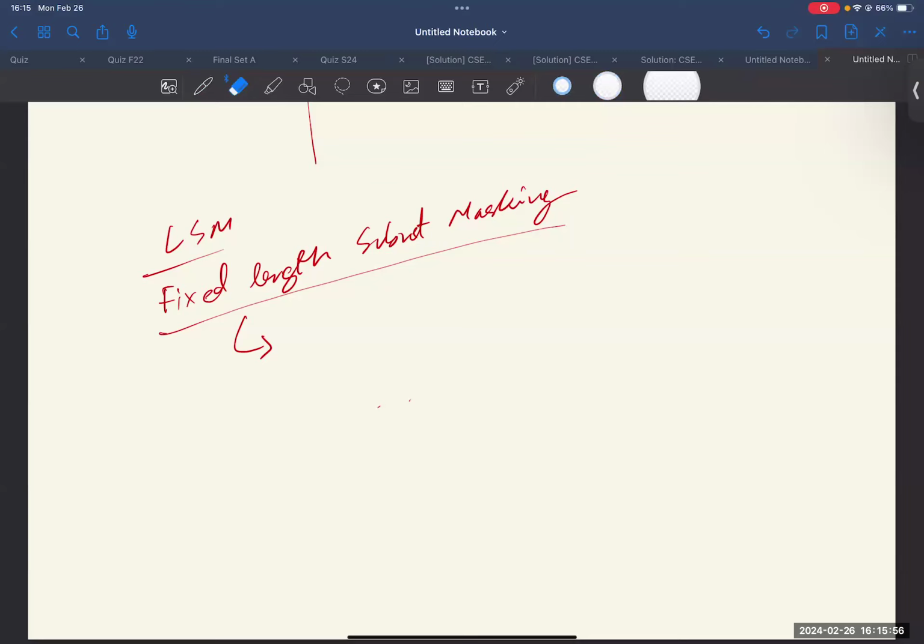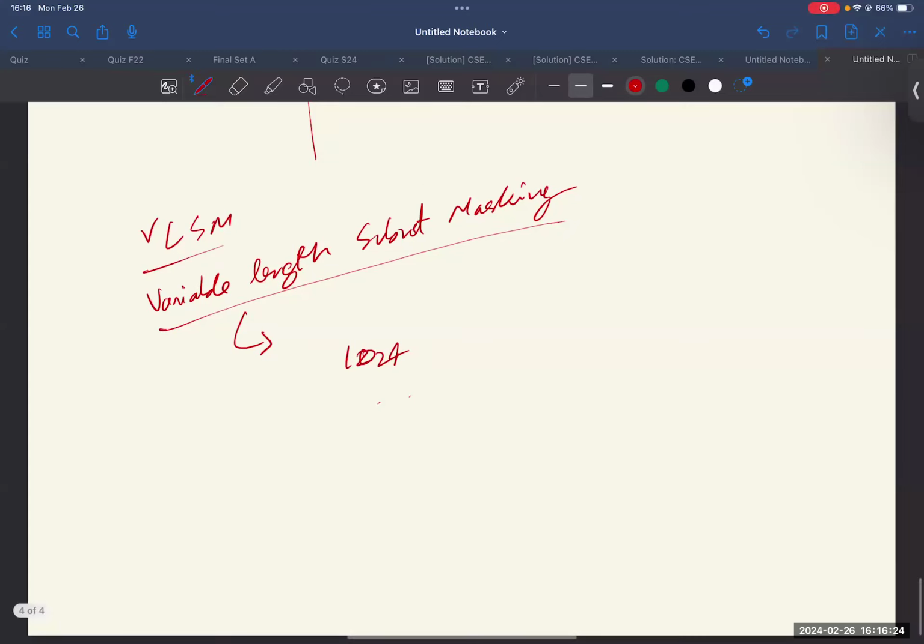And finally we have VLSM. VLSM is variable length subnet masking. This one says whatever you need, I'll give you only that portion. If I need 1024, I'll give you 1024. If you need 512, I'll give you 512. It goes exactly as you want.